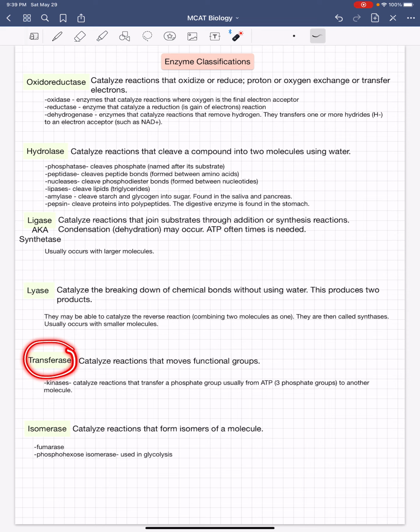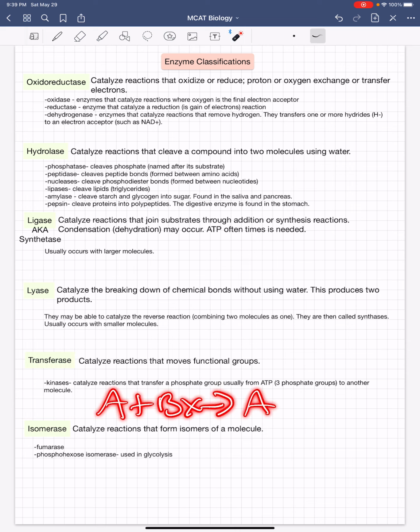Transferase enzymes catalyze reactions that move functional groups. Kinases are an example of this type of enzyme. Kinases are able to transfer phosphate groups, usually from ATP, since it has 3 phosphate groups, to another molecule. And so it can look something similar to this, where X is a functional group.